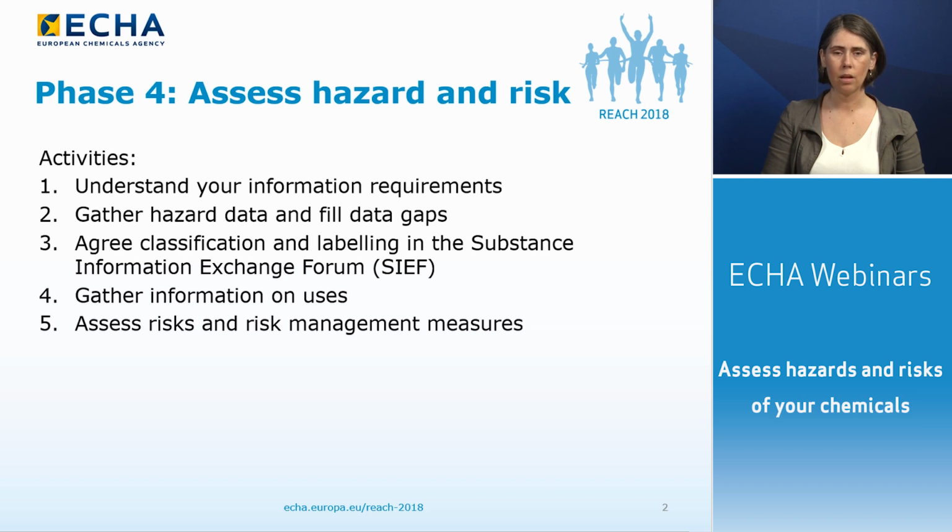There are 5 key activities in this phase of your preparations for registration. You need to understand your information requirements, gather hazard data and fill data gaps, then agree on classification and labeling in the SIF, the Substance Information Exchange Forum. You need to gather information on the uses of your substance and assess the risks and your risk management measures. I will briefly explain these 5 activities, and afterwards my colleague Andrea will explain how steps 2 to 5 can be approached in practice.